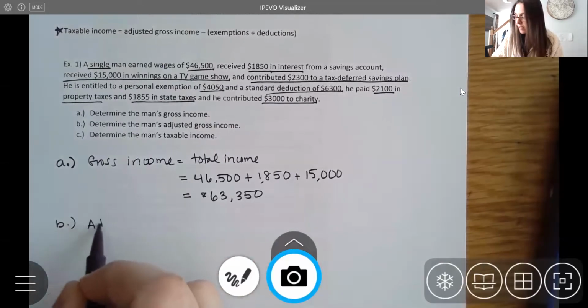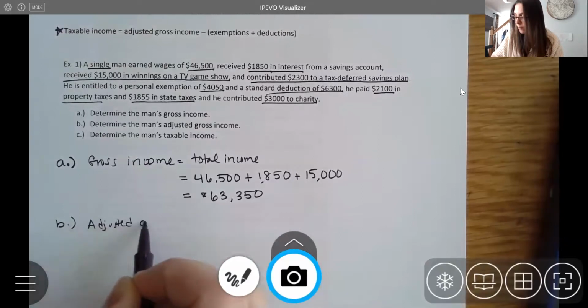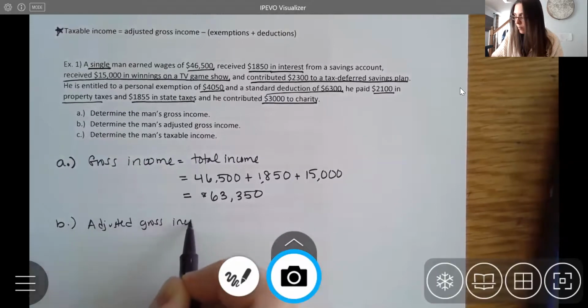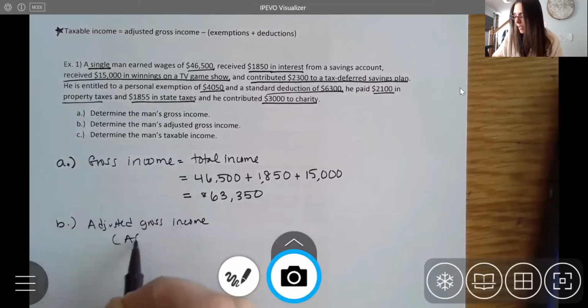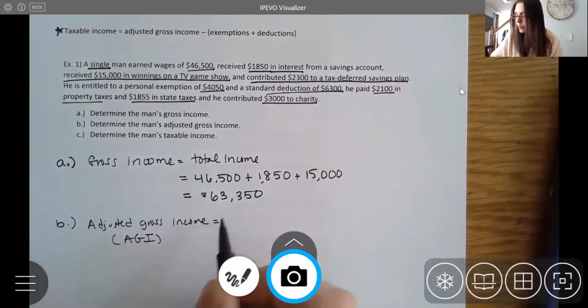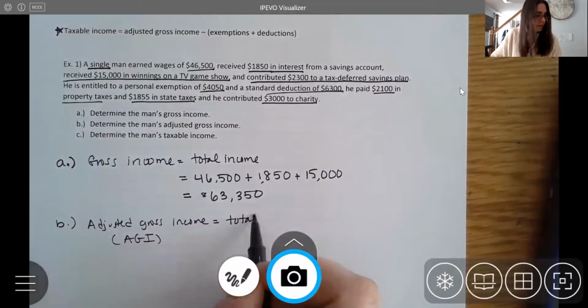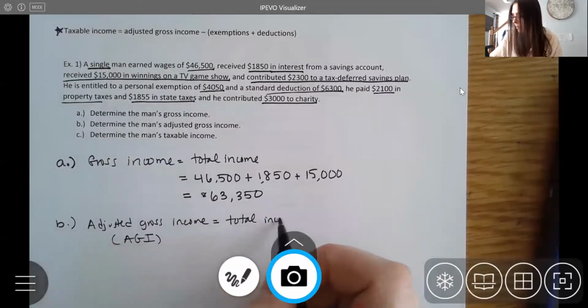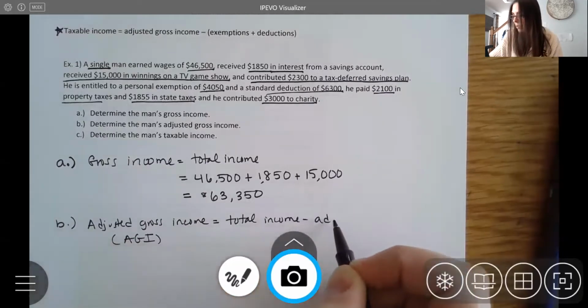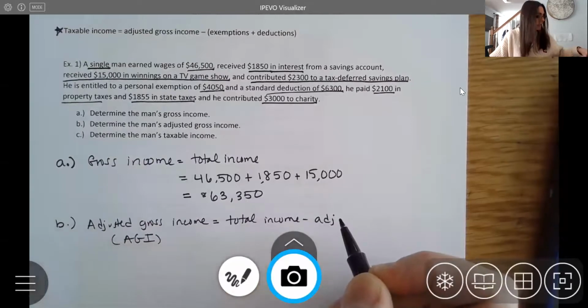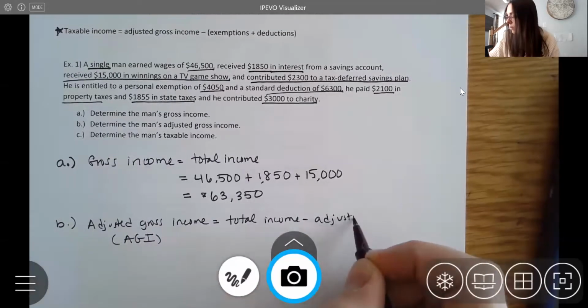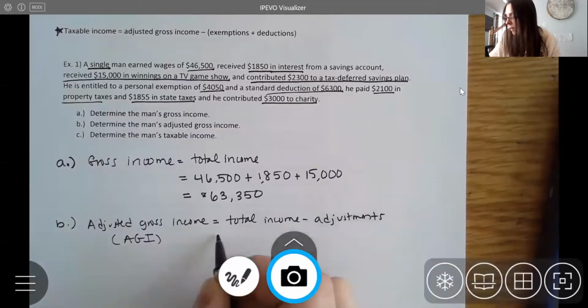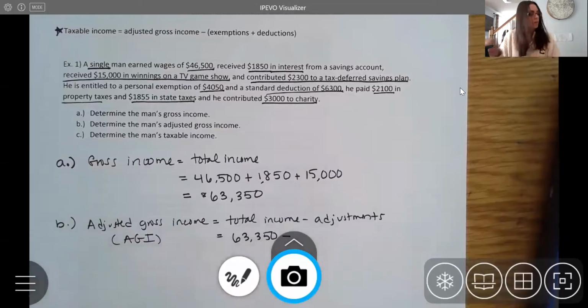So now we're going to find the adjusted gross income. And again, sometimes you see the abbreviated AGI, so if you see that. So we're going to take his total income and we're going to subtract any of these adjustments. Now, our adjustments are very specific, right? So we talked about them on the page before. So if you need to go back to your notes, you can go ahead and go back to your notes.